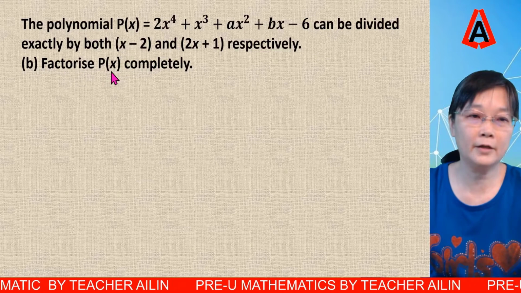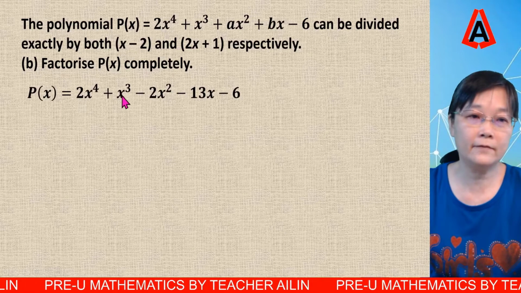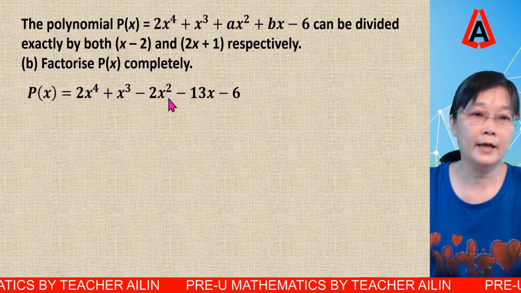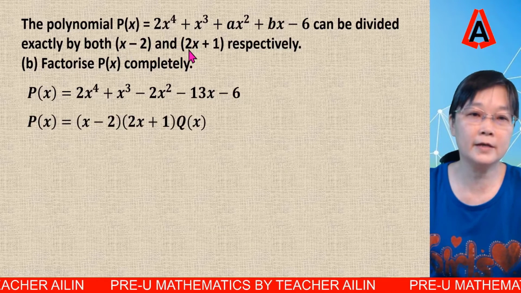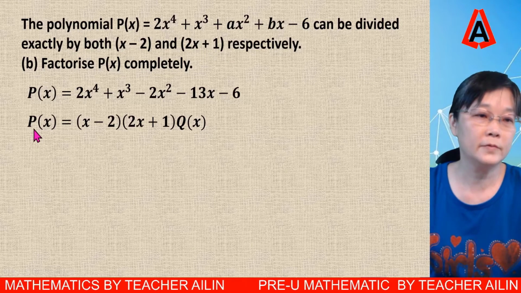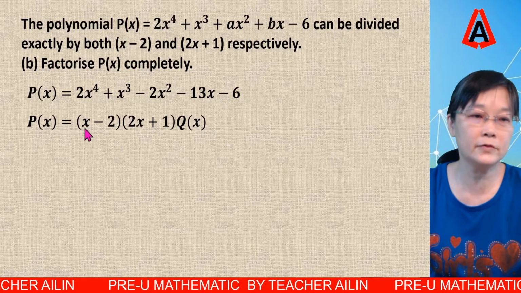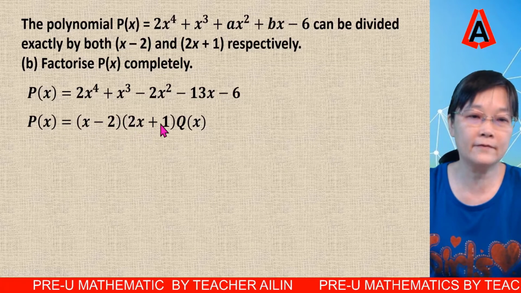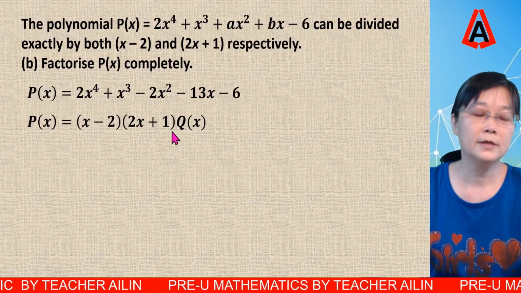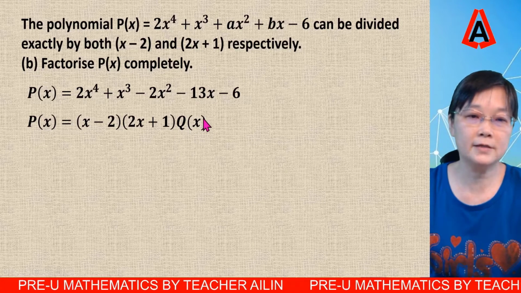Now question B, factorize the polynomial p(x) completely. So first, I substitute the values of a and b into the equation. And since x minus 2 and 2x plus 1 are the factors of this polynomial, it means that this polynomial can also be written as p(x) equals first factor times second factor times the quotient, and the remainder is equal to 0. So now to factorize this polynomial, I'm going to find this quotient.